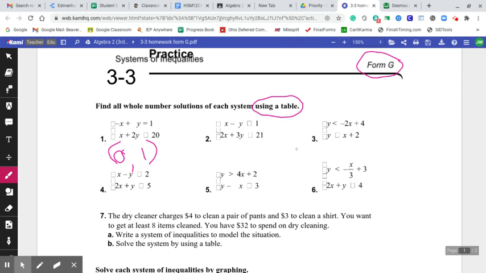I'm going to pause this. I'm going to try to put it in Desmos and go back to each of these. But we're just going to do the top 3 here and then go on to the next part.